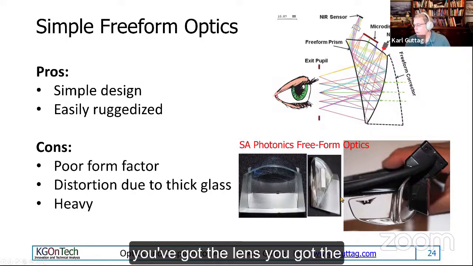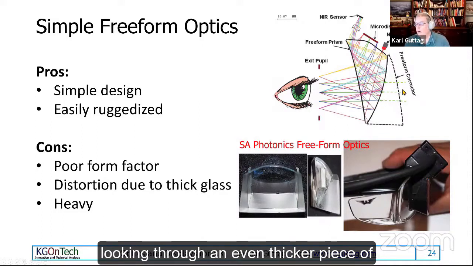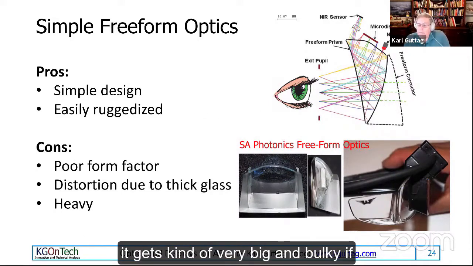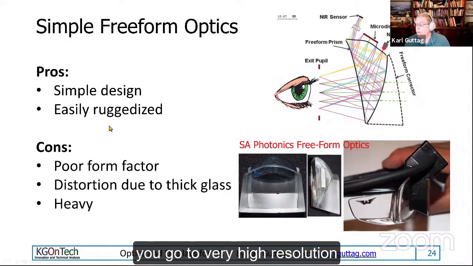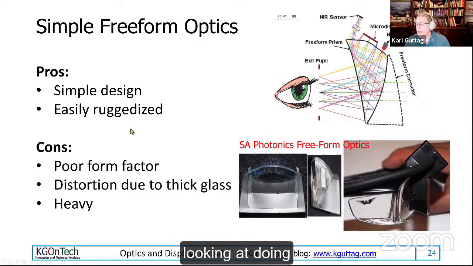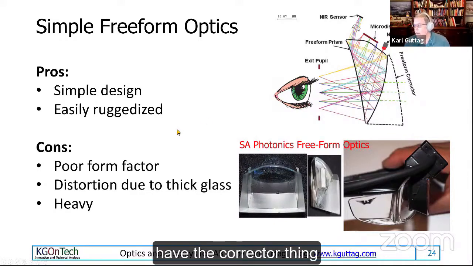You've got the lens, you've got the corrector. So what happens is you're now looking through an even thicker piece of glass, and that tends to be the downside to it. It gets very big and bulky if you go to very high resolution. This makes a little more sense if you're looking at doing VR than AR, because you don't have to have the corrector.